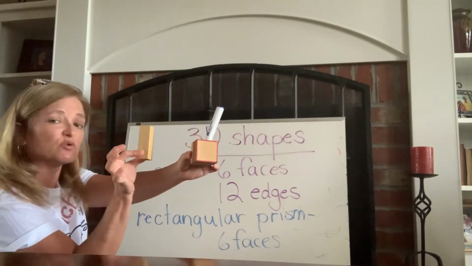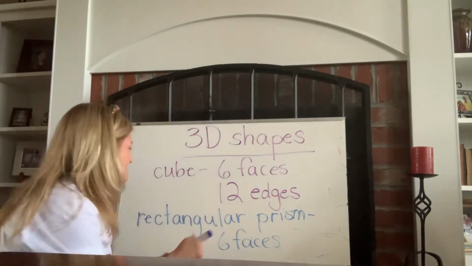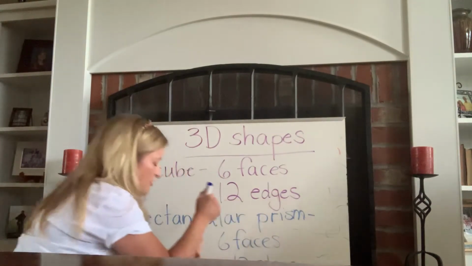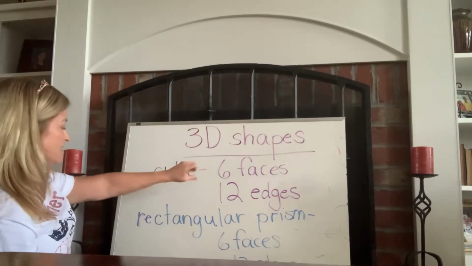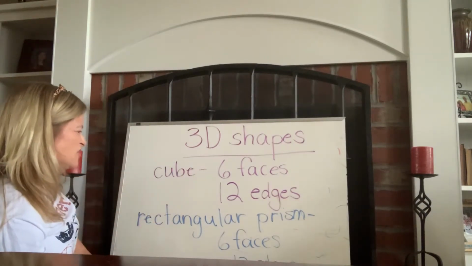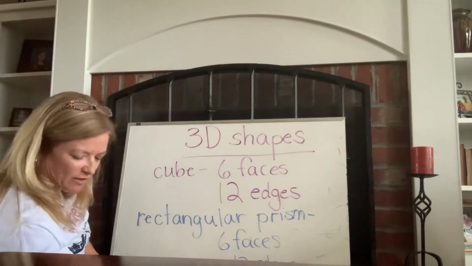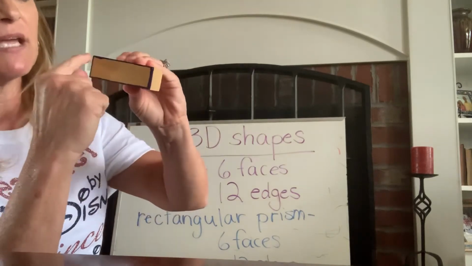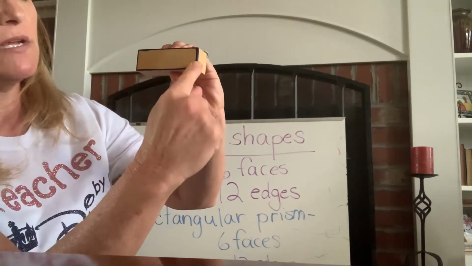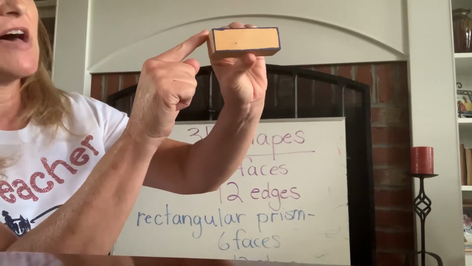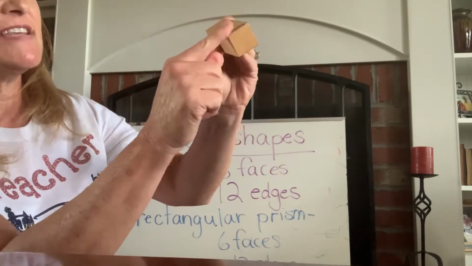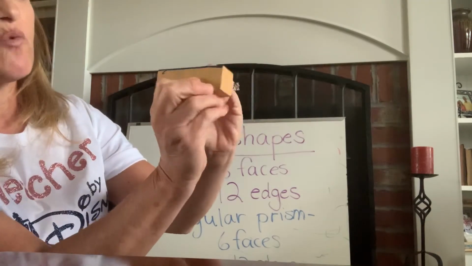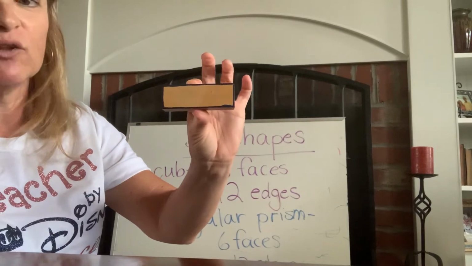So do you think they both have 12 edges? Yes, they do. And I'll point them out and show them to you. So that's how they're alike. They both have 6 faces. They both have 12 edges. And let me point those out to you on the rectangular prism. So again, the edge, where 2 faces come together and create that line. So you've got 1, 2, 3, 4, 5, 6, 7, 8, 9, 10, 11, and 12. So there's 12 edges on a rectangular prism.